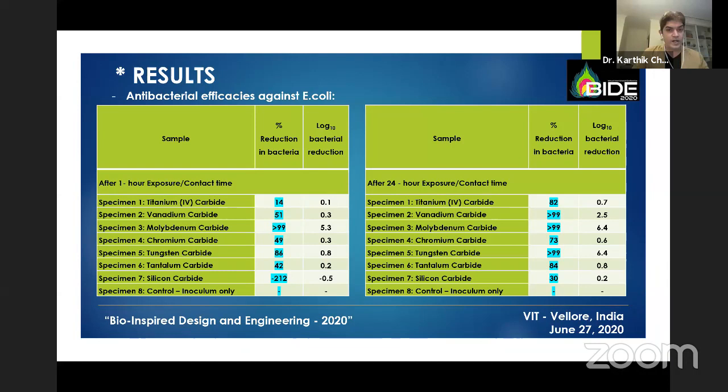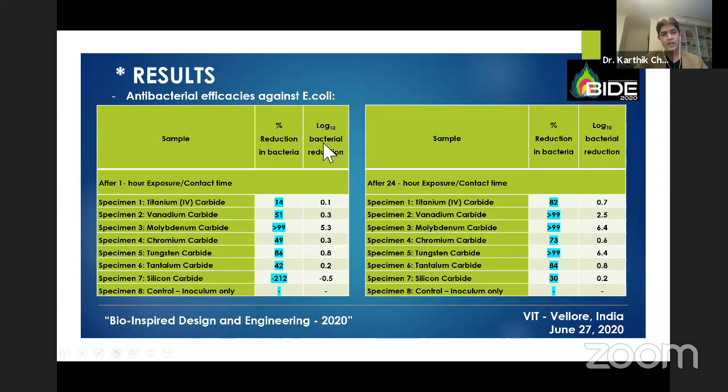So the first table on the left is the antibacterial efficacy of the samples after an exposure time of 1 hour. This is as per the recommended E2149-13A method, the ASTM method that I discussed. Of the 7 samples, I would like to draw your attention to the numbers highlighted in blue, which are the calculated percentage reduction of bacteria. The other one on the right is the log-10 value of the same.